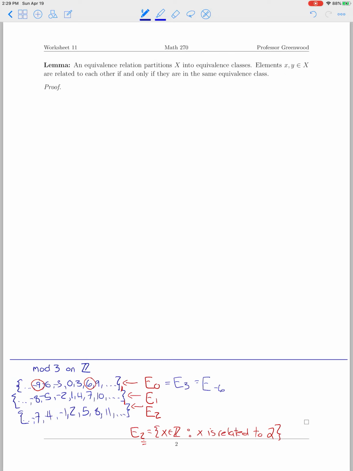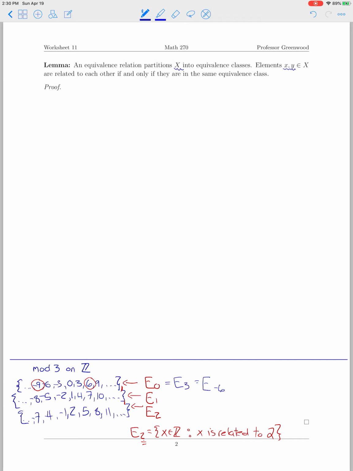And so now our goal is going to be to show more abstractly that if we have any relation, it always partitions your set into distinct equivalence classes. And so let's look at the statement of this lemma. It says any equivalence relation partitions your set X into these equivalence classes. And then also it says that for any two elements in your set, they're related to each other if and only if they're in the same equivalence class.